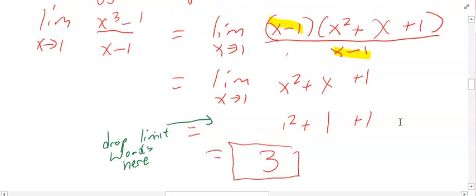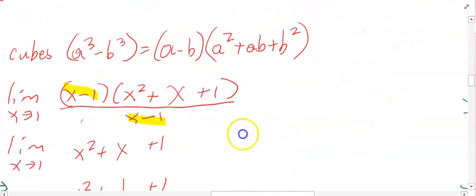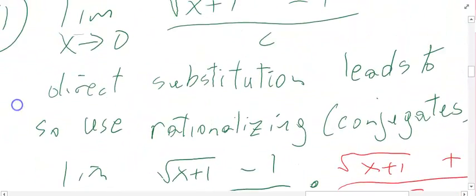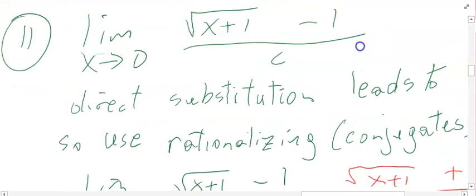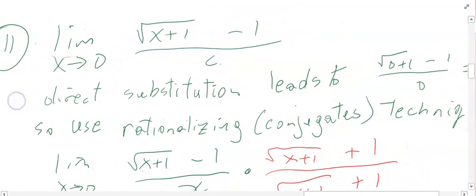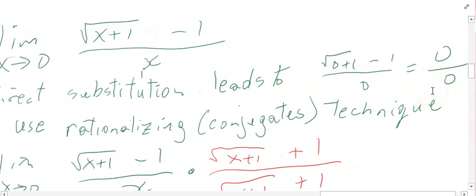So let's look at another problem where we have an indeterminate form and we have to use another kind of technique. In this case, we're going to use a rationalizing technique to solve our problem. So the question is the limit as x approaches 0 of radical x plus 1 minus 1 over x, okay, over x. So if we use direct substitution, we have radical of 0 plus 1 minus 1 over 0. So that's going to be equal to 0 over 0.